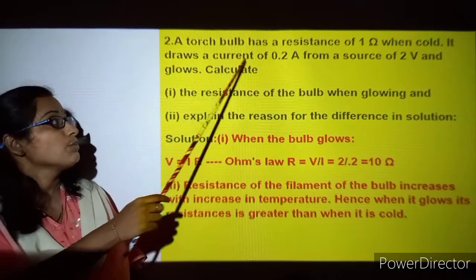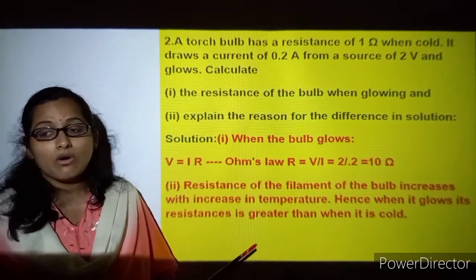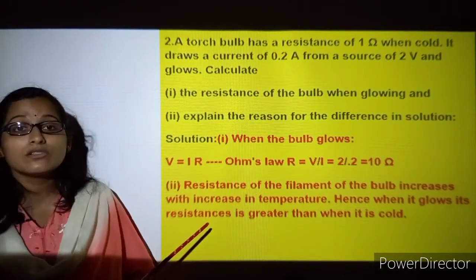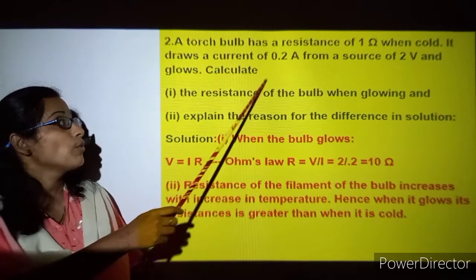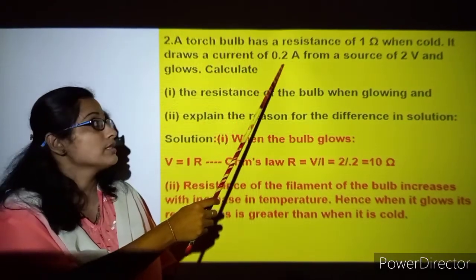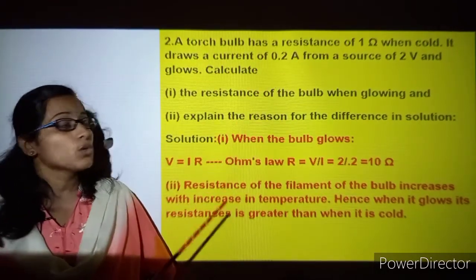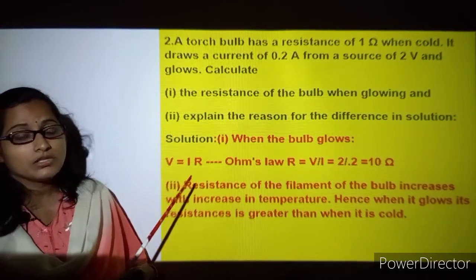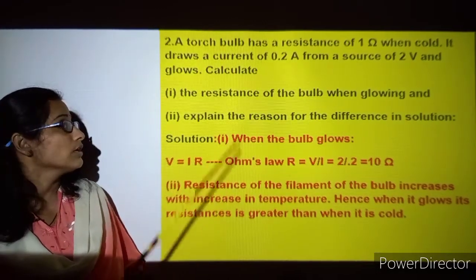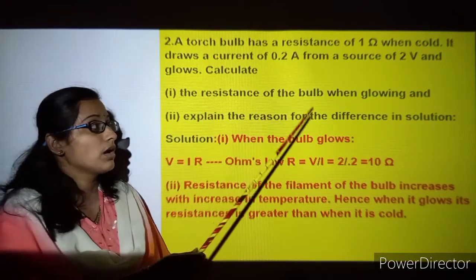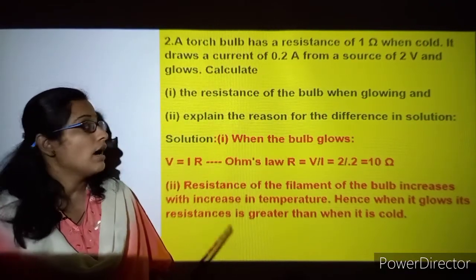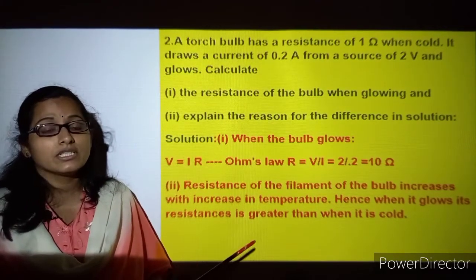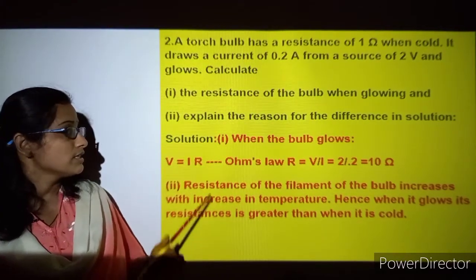A torch bulb has a resistance of 1 ohm when cold. It draws a current of 0.2 ampere from a source of 2 volt and it glows. So what do you need to calculate now? That is the resistance of the bulb when glowing, and you need to explain the reason for the difference in the solution. So let's start with that.